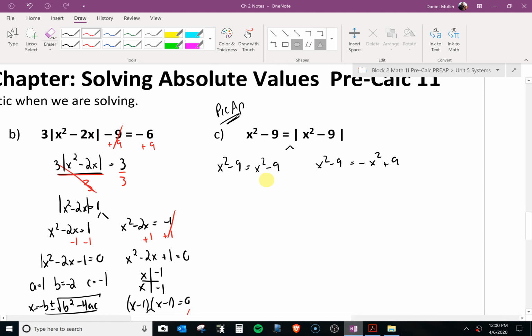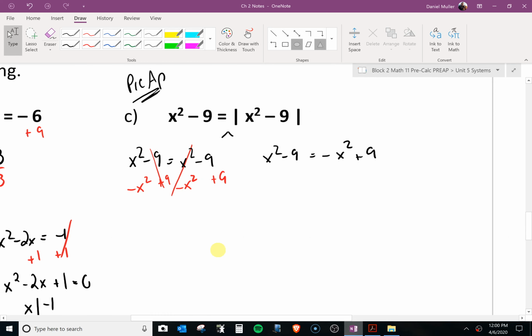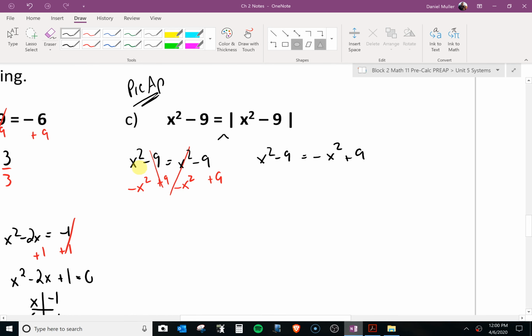X squared minus 9 equals x squared minus 9. Okay, I want to get the x squareds alone, so I'll bring this over to the other side. I'll minus it. And at the same time, I'll add 9 to get rid of that over to here. So on the left, I have x squared minus x squared, which is 0. Those are gone. And negative 9 plus 9, which is 0. And my x's are completely eliminated. There's nothing there.